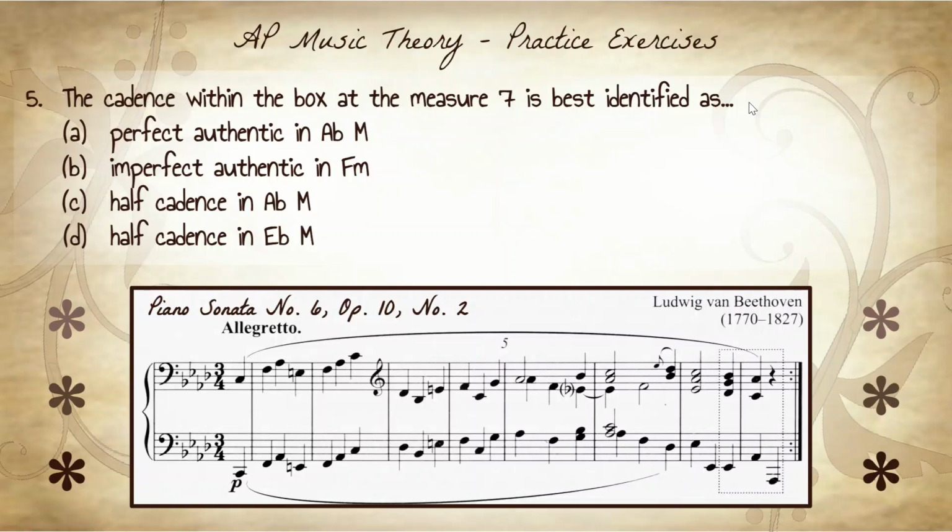Question 5. The cadence within the box at measure 7, as we can see here in the end, is best identified as A. Perfect authentic in A flat major, B. Imperfect authentic in F minor, C. Half cadence in A flat major, or D. Half cadence in E flat major.